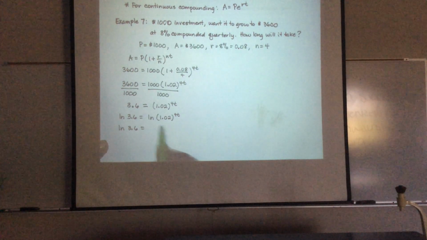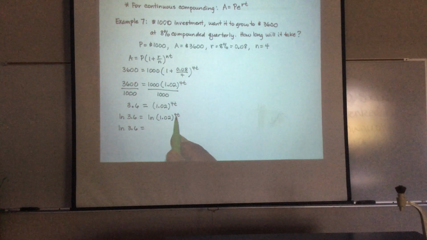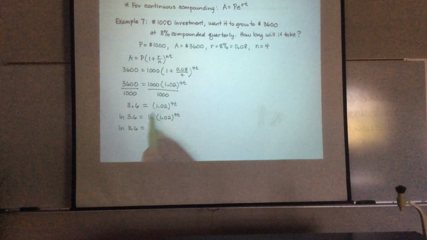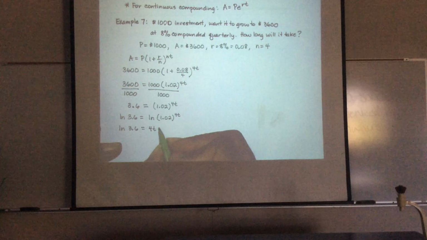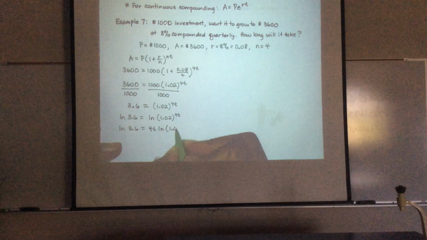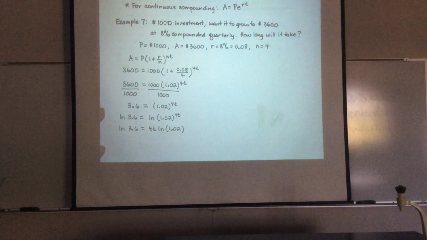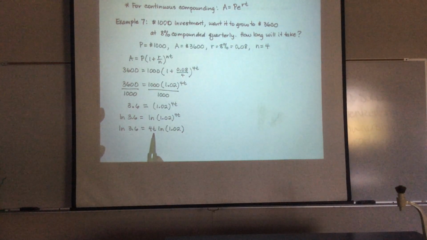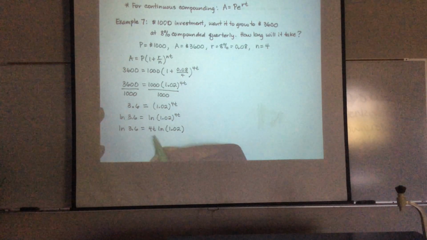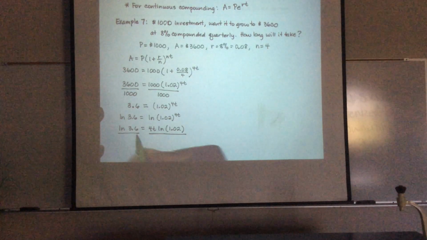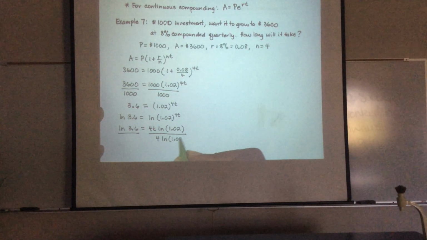And now on the right side, I have to use that power rule by bringing the 4t, which is my exponent, in front of the natural logarithm. So I'm going to have 4t times ln of 1.02. And now I can get the t by itself. It's being multiplied by the 4 and the ln of 1.02. So I'm going to divide both sides by 4 ln of 1.02.